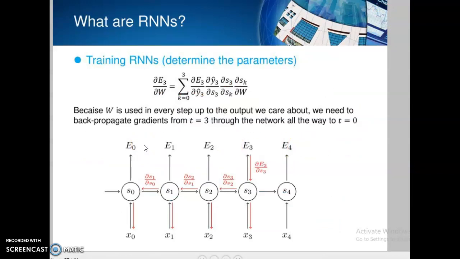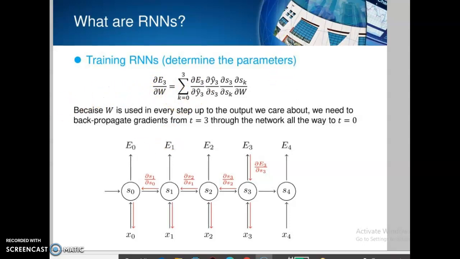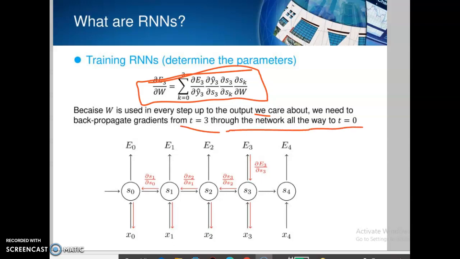Training RNNs: determine the parameters. ∂E3/∂W is the summation of k equal to 0 to 3 of ∂E3/∂Ŷ3 times ∂Ŷ3/∂S3 times ∂S3/∂Sk times ∂Sk/∂W. Because W is used in every step up to the output we care about, we need to backpropagate gradients from t equal to 3 through the network all the way to t equal to 0.